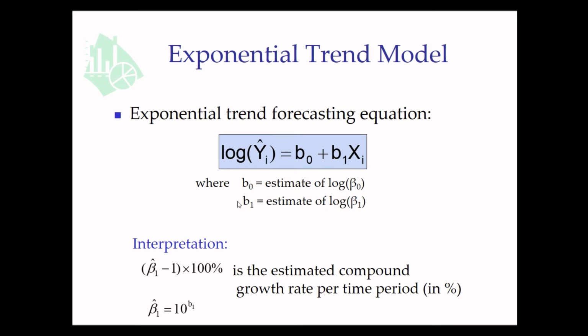Then from here we can obtain beta 1 hat, or estimate of beta 1. We can use 10 to the power of b1. Then we have an economic interpretation. Beta 1 hat minus 1 in percentage is the estimated compound growth rate per time period in percentage.